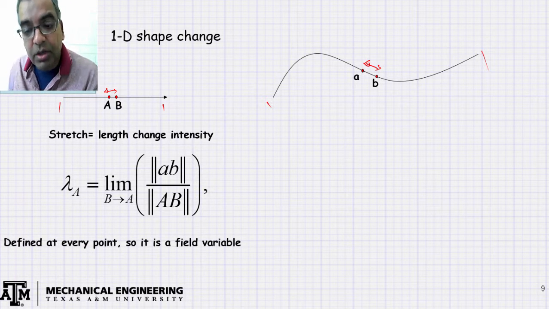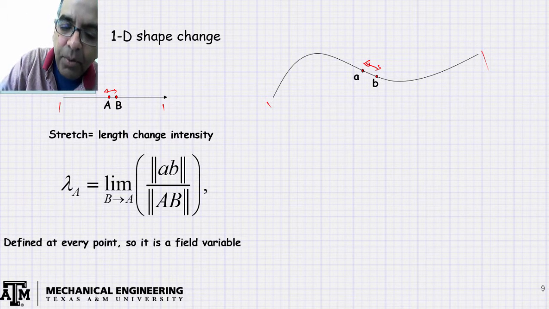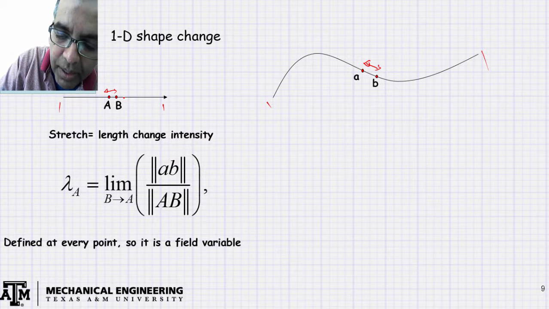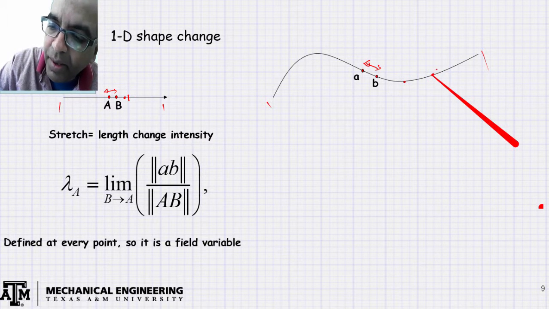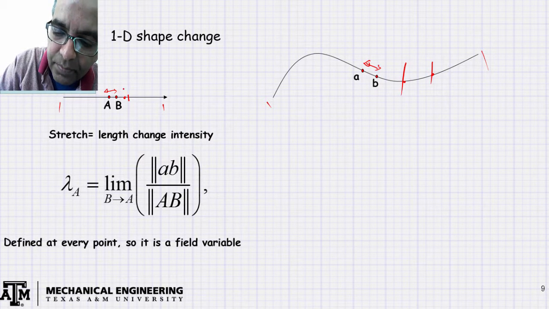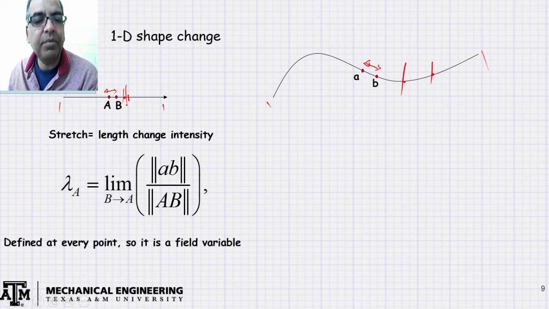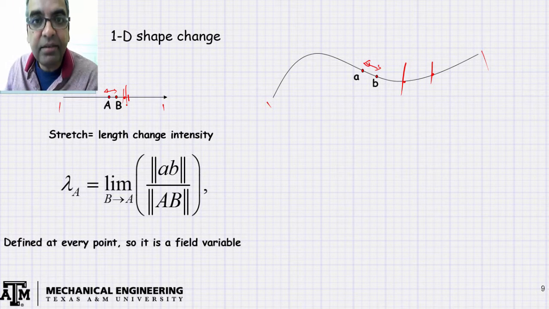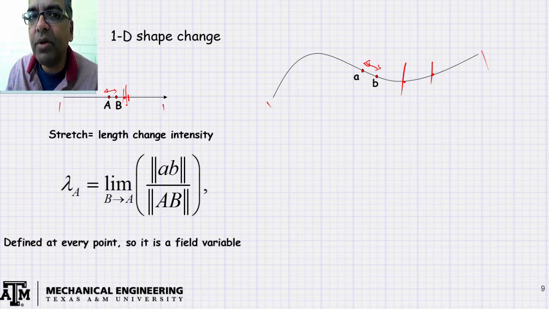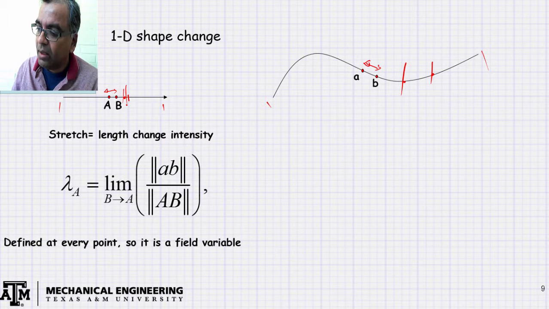Okay. Now notice that I can do this for every point on this thing. I pick any random point I like. I draw a chunk. I find out where they are, and then compare this length to that length. And then I keep doing the same thing. So I can define this as a field variable. So length change intensity is a field variable. Once you got a field variable, I told you that there are many different ways of talking about it. The main ways in which we talk about this are the following.